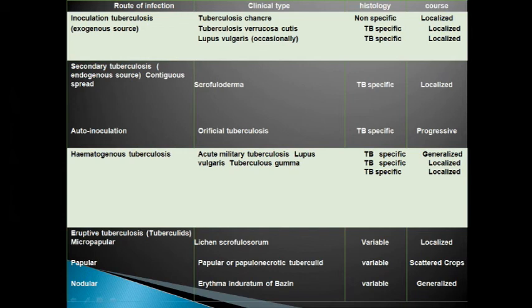They include lichen scrofulosorum, papulonecrotic tuberculid, and the nodular form is erythema induratum of Bazin. So here we see various types of cutaneous tuberculosis. Their spread: inoculation - tuberculous chancre, verrucosa cutis, and lupus vulgaris. In hematogenous spread - acute miliary tuberculosis, lupus vulgaris, tubercular gumma. And secondary spread, local spread, is by scrofuloderma or orificial tuberculosis. So we have a broad idea regarding the tubercular bacteria which is happening in our skin and how they are spreading and the different varied manifestations of tuberculosis.